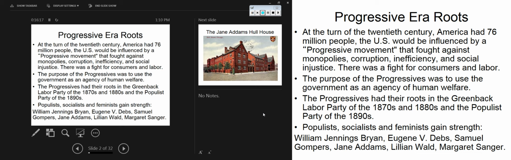We've got Eugene V. Debs, socialist candidate. He becomes leader of the Socialist Party. Ran in elections in 1904, 1908, 1912, 1916, one in which he actually ran for president from jail. Samuel Gompers, leader of the American Federation of Labor. Jane Addams, leader of the Hull House. Lillian Wald, suffragette.